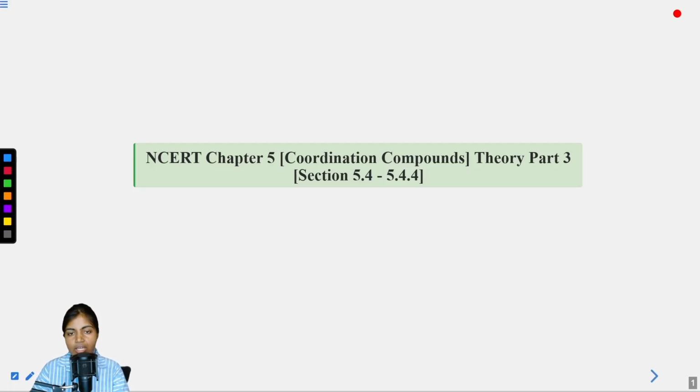As you all know, today we are going to cover the theory part 3 of our chapter, coordination compounds. So, let's begin today's topic, that is NCERT chapter 5, coordination compounds, theory part 3, and today we are going to cover the NCERT sections 5.4 to 5.4.4.